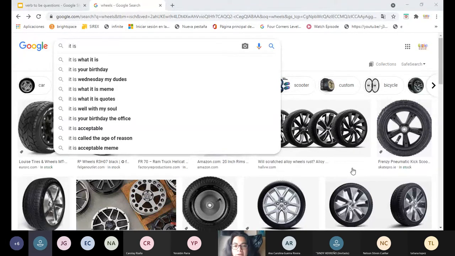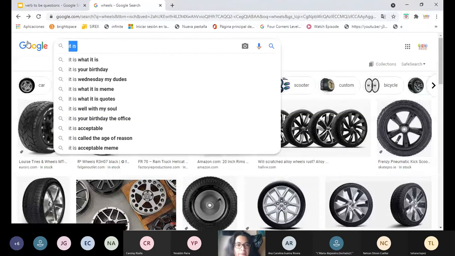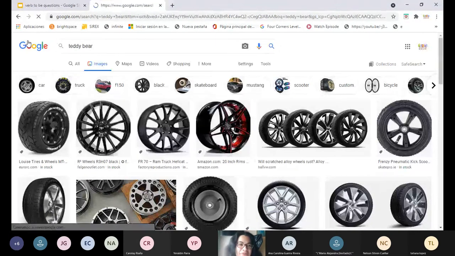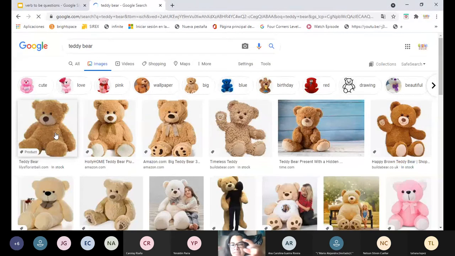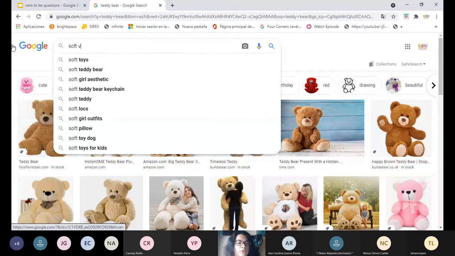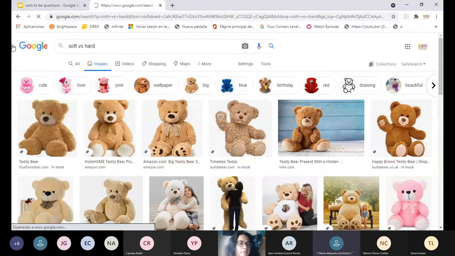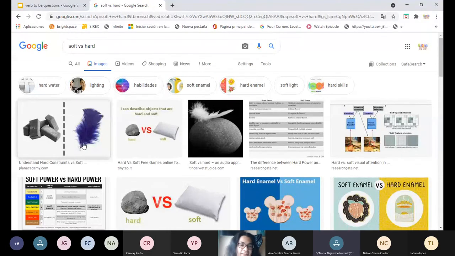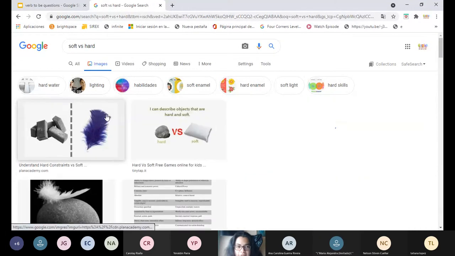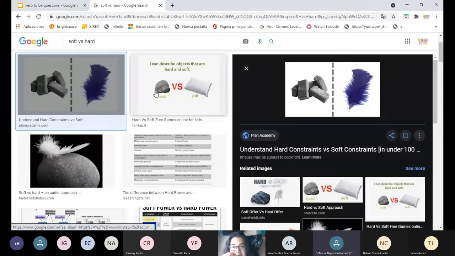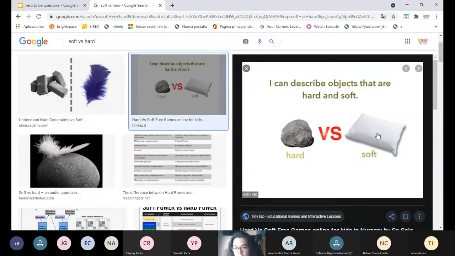What is hard? Yeah, like a table is hard. But for example, a teddy bear. Remember the teddy bear they mentioned before? A teddy bear is not hard. You can squish it. It's soft. The opposite of hard is soft. Do you remember soft? They are opposites. Soft and hard. This is hard. All right, good. So soft and hard. Any ideas, guys?